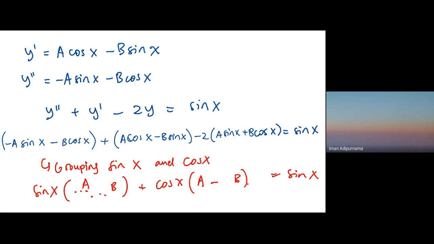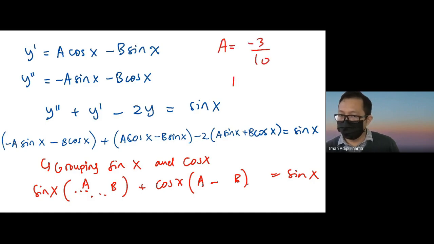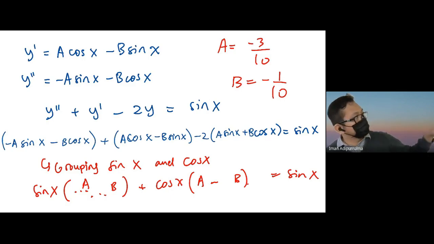Get it? Okay, I hope you get it. You can try to solve this, grouping sine x, cos x, and then solve for a and b. The answer should be a is negative 3 over 10, b is negative 1 over 10. You can try by yourself, and if you get the result, the answer should be a negative 3 over 10, b is negative 1 over 10.